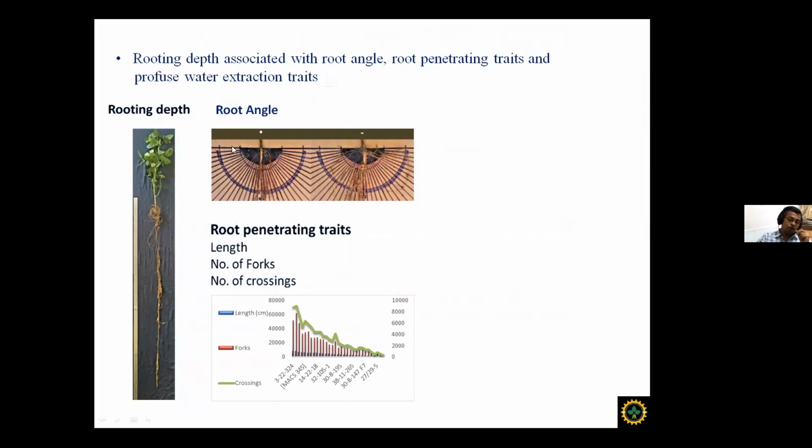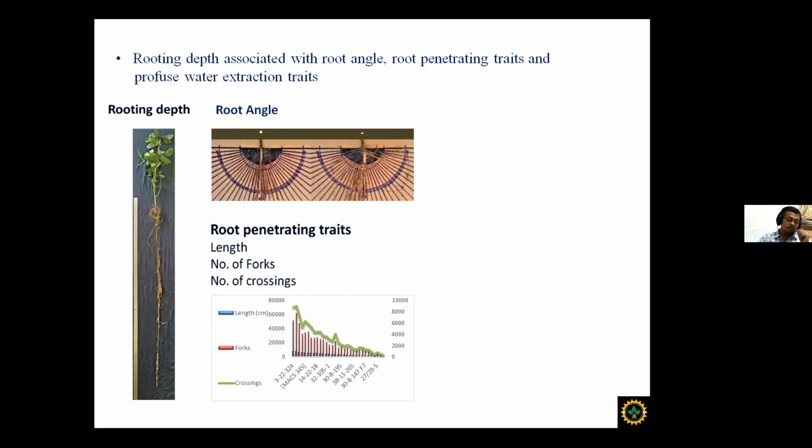The root angle from the soil surface is a very important criterion, which ultimately affects most of the root parameters, including the root penetrating trait like length. This length is different from rooting depth. Rooting depth is the total length from top to bottom, while this length is the cumulative length of all the roots coming out from the main root, including the main root, and that cumulative length is what is measured by the WinRHIZO.